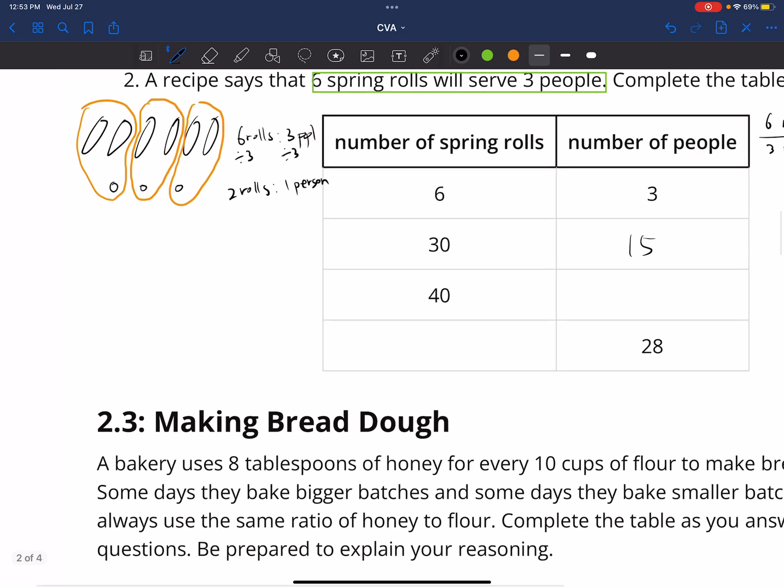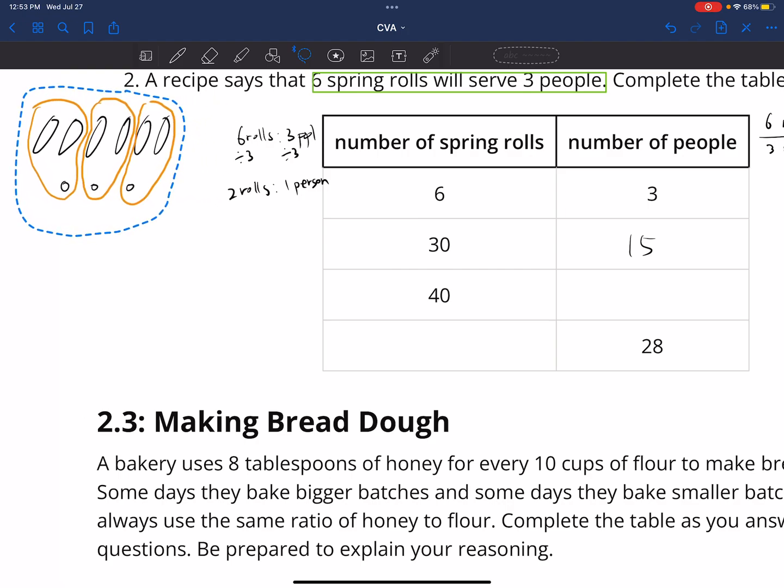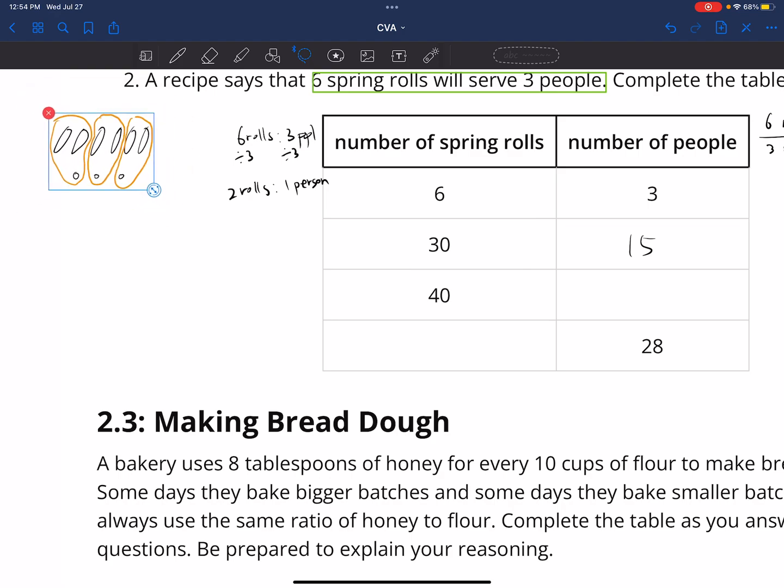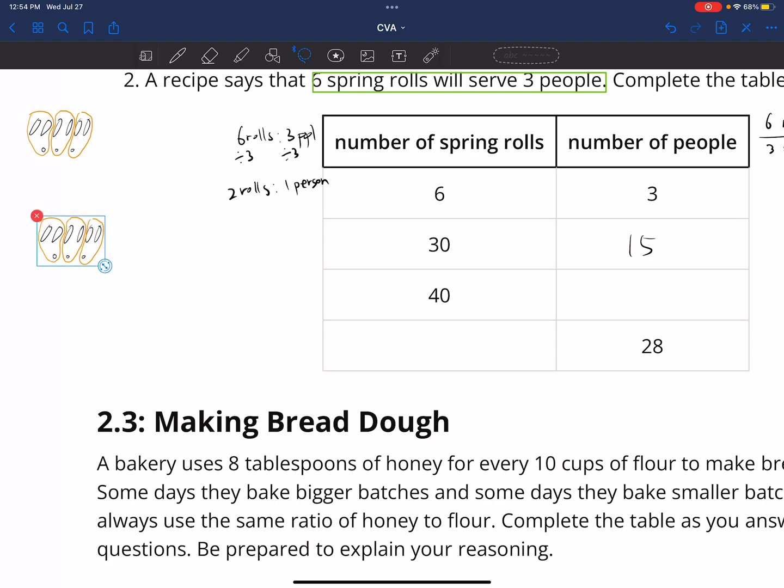But if you want to see it visually, I will show it to you here. It's going to take a little bit, but I think it's worth the drawing. So I wanted 30 spring rolls, right? Currently I have 6 spring rolls here. So I'm gonna resize this, make it a little smaller. Okay. And I'm gonna copy, I'm gonna paste. There you go. So that's 6 spring rolls, that's 12 spring rolls together.